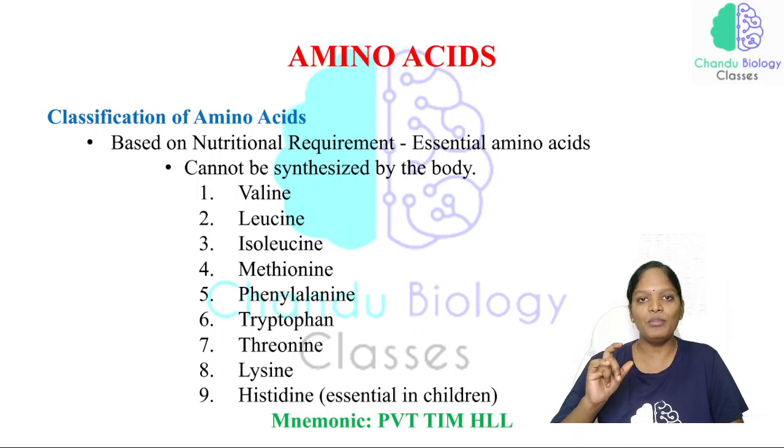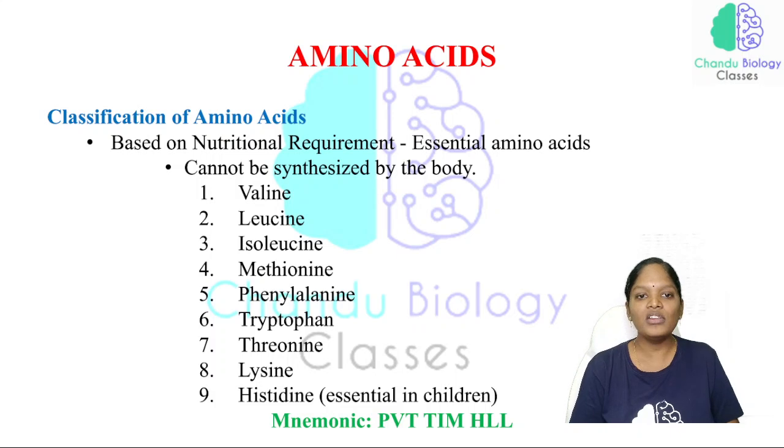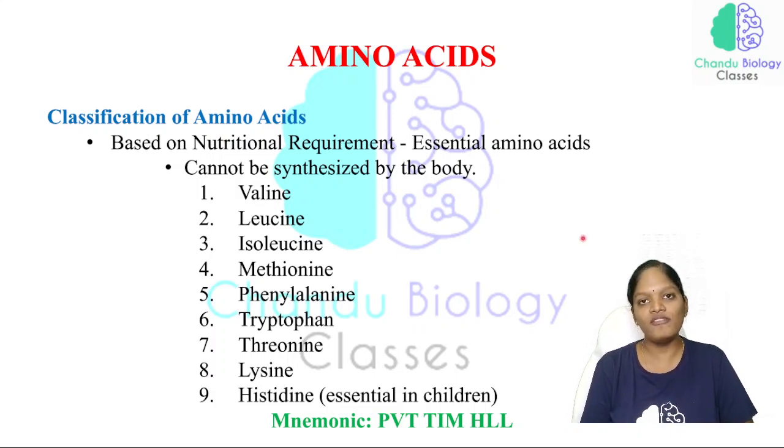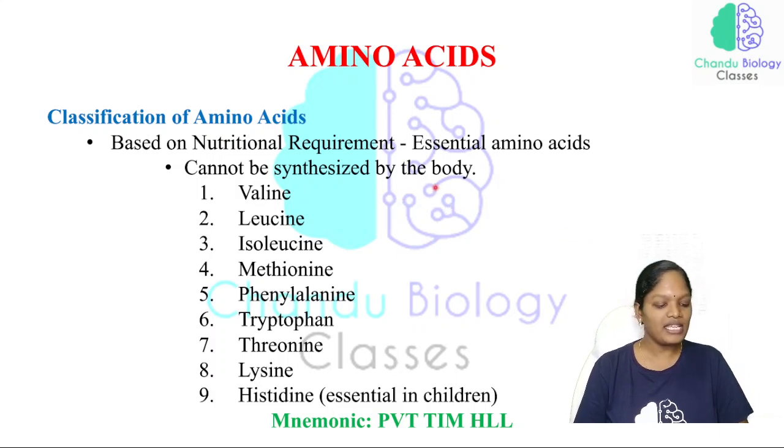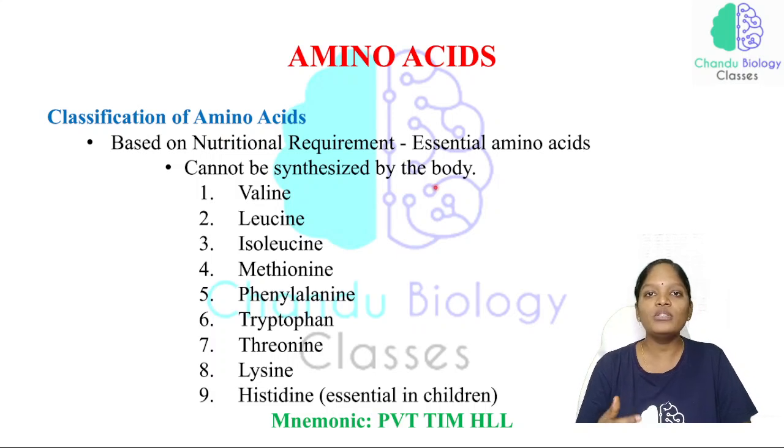This is a very, very important point. Frequently we can expect questions from here. Just look at this. Based on the nutritional requirement, we have two different types of amino acids: essential amino acids and non-essential amino acids. What is meant by essential and non-essential amino acids? Essential amino acids cannot be synthesized in the body. Non-essential amino acids are synthesized in our body, so we don't need to seek that type of protein from the diet.